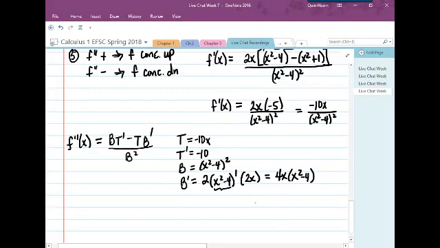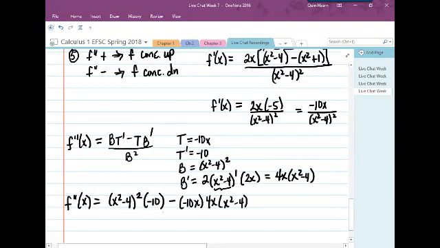All right, let's see what we can do with that. So filling in the formula, we have the second derivative equals the bottom, which is x squared minus 4 quantity squared, times the derivative of the top, which is negative 10, minus the top, which is negative 10x, times the derivative of the bottom, which is 4x times x squared minus 4, all over the bottom squared, which is x squared minus 4 squared squared, so to the 4th power.